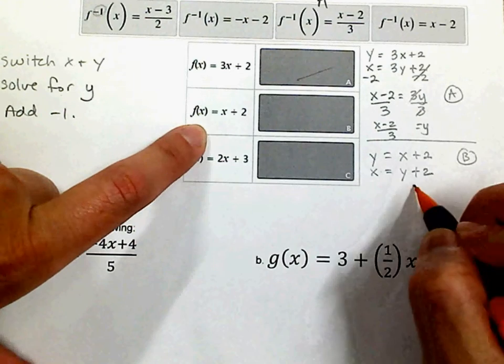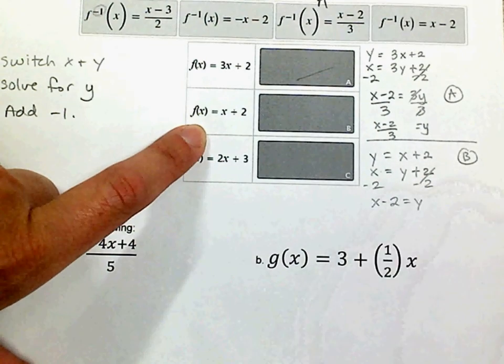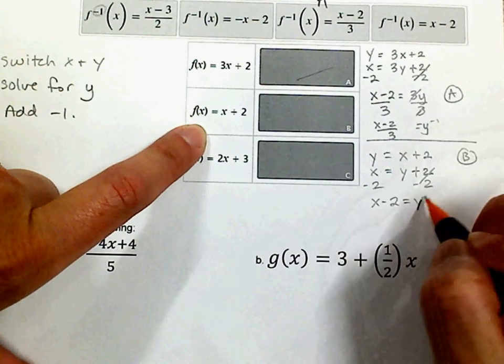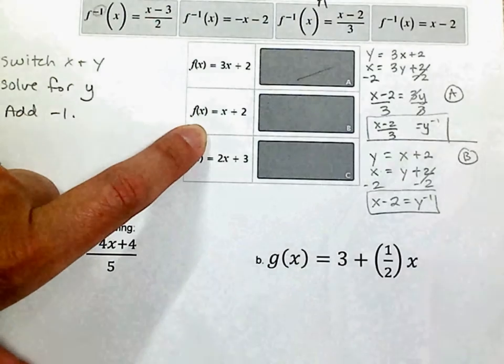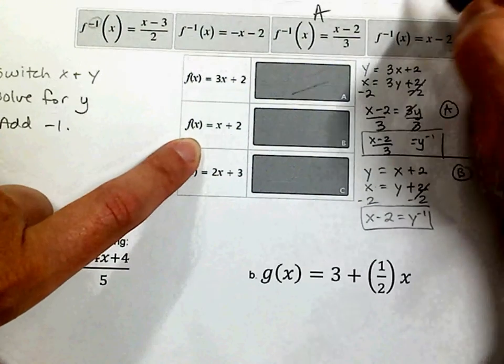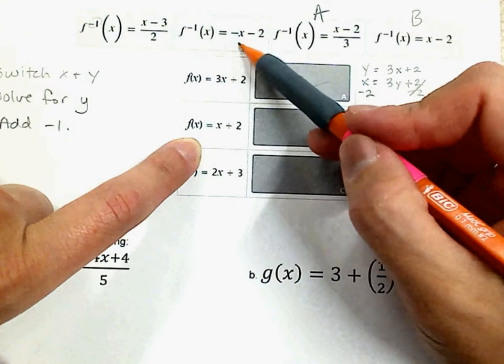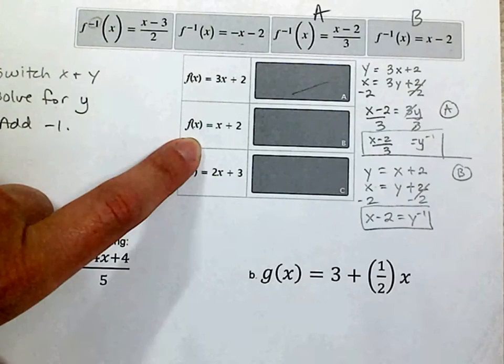Now, subtract 2. So x minus 2 is equal to y. Add your -1. Which one looks like that? The last one? Very good. It's your last one. Why not this one? Because it has a negative. Very good. All right. So that was B.